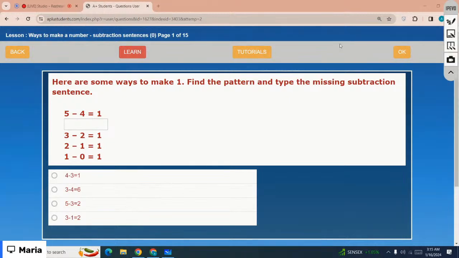Basically, you are given the pattern. So you have to understand the pattern, and with it you will find the missing number.